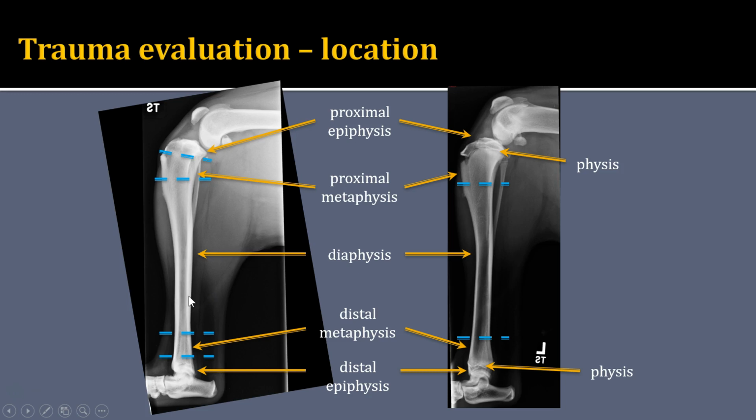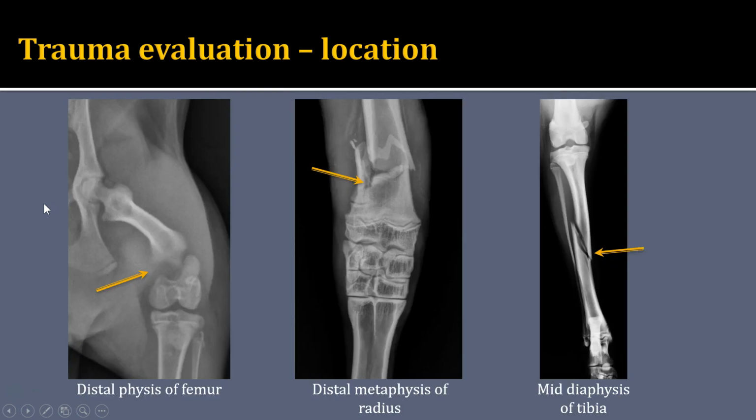And when I am looking at the diaphysis, I usually divide that into proximal, middle, and distal diaphysis. When we look at the skeletally immature patient, remember that we have open growth plates, so we also need to consider the physis when we're talking about location. Now, there is no good distinction between the metaphysis and the diaphysis, so sometimes we may not know exactly which is the best term for the location.